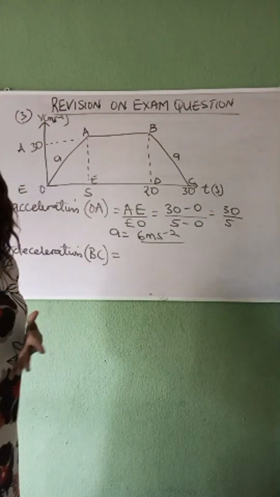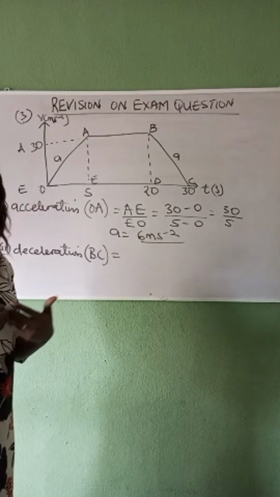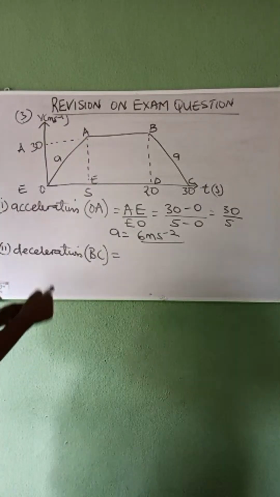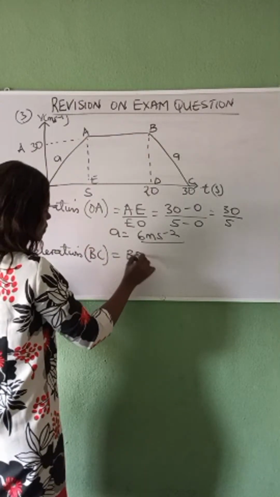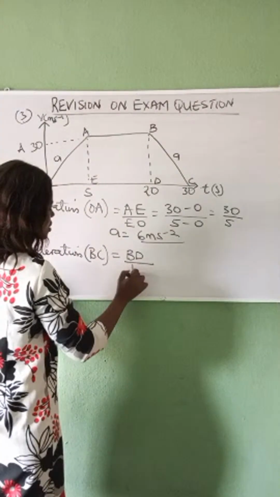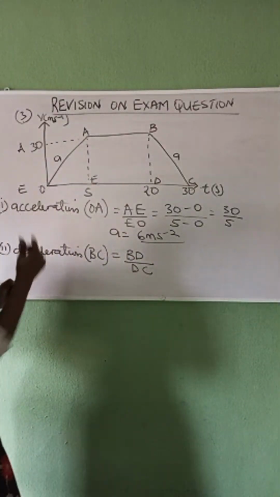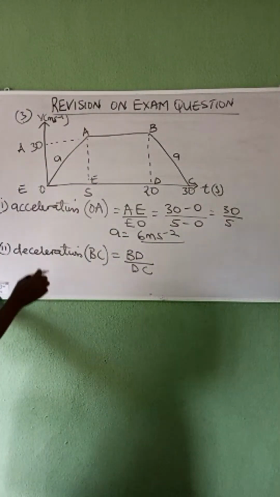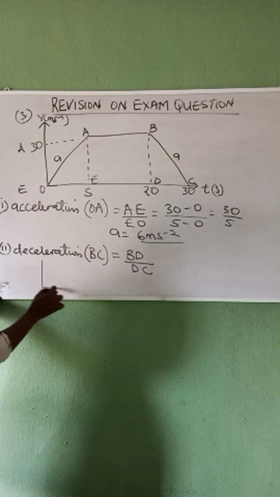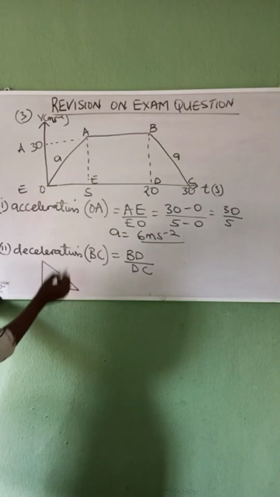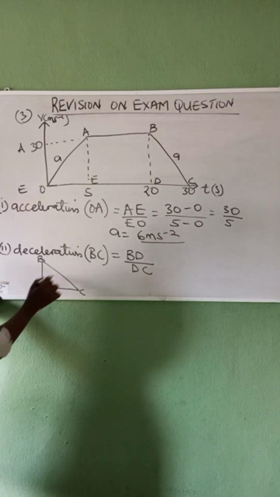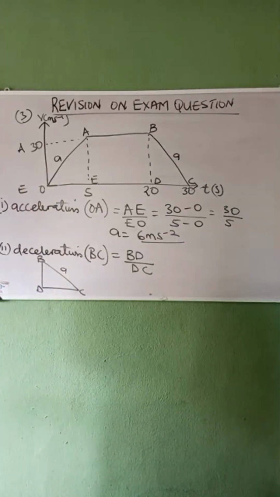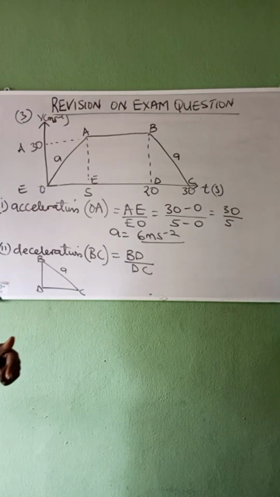Remember, in acceleration the body moves upwards, while in deceleration, the body decelerates or moves downwards. So we are looking at BD divided by DC. Is that clear? So if I draw this, I show you the area we are considering. This is BC and D. And we're looking for A. The A here means deceleration or retardation.